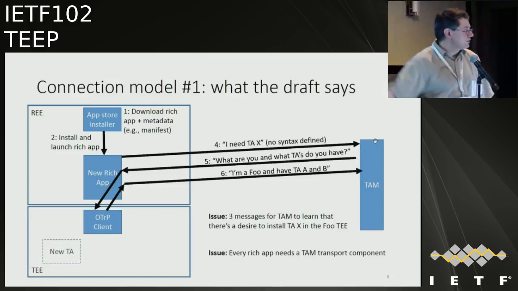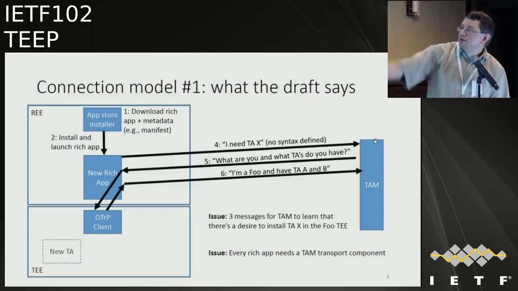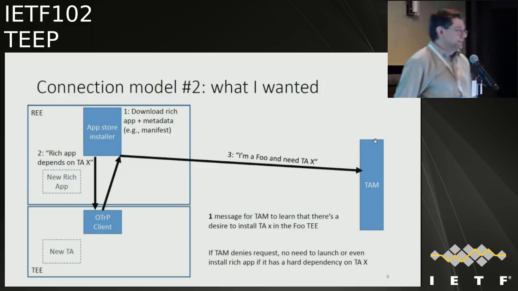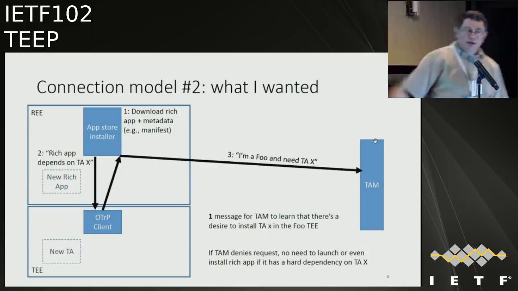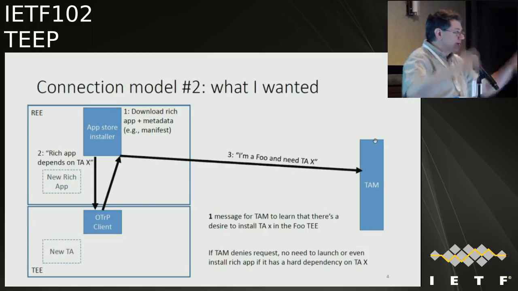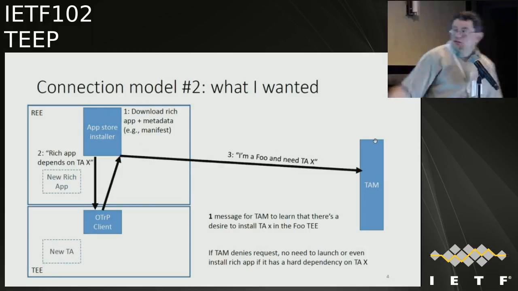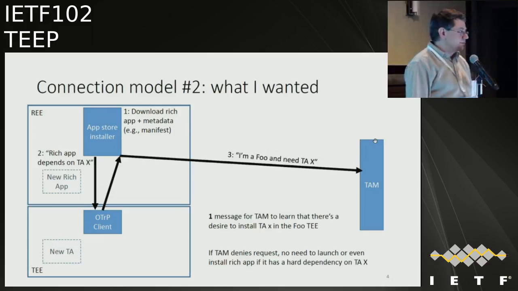As an implementer, here's what I wanted to do. I wanted there to be something like an app installer, like an app store thing that talks to, you know, Steam, the Google Play Store or the Xbox Store, whatever it is, that goes and grabs stuff and gets manifests. And that has the facilitator code in it, so that the rich app doesn't have to be launched if it is going to fail because the dependency is rejected.